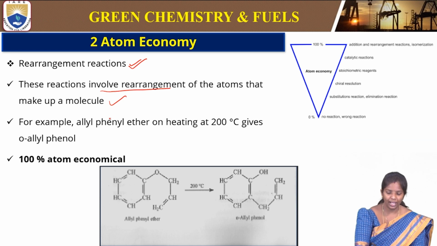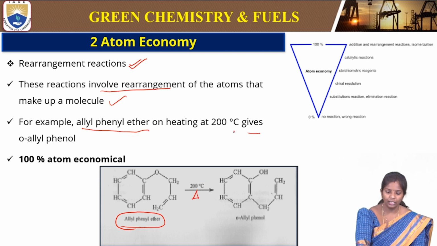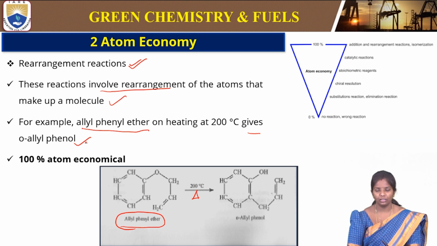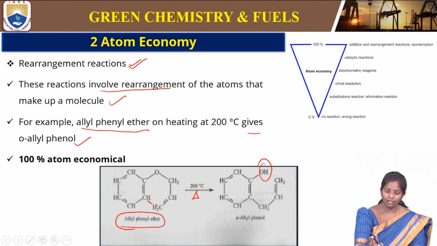For example, allyl phenyl ether. Allyl phenyl ether on heating at 200 degrees centigrade gives ortho-allyl phenol. If we see this allyl phenyl ether on heating at 200 degrees centigrade, there is some rearrangement happening, so the molecule is getting rearranged. The hydroxyl group is forming here, and a bond is forming here. So there is only rearrangement happening in this reaction.